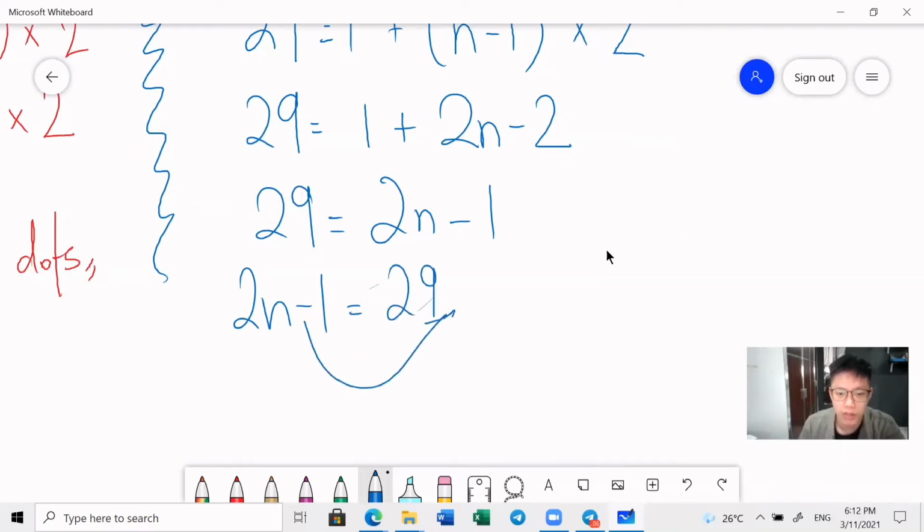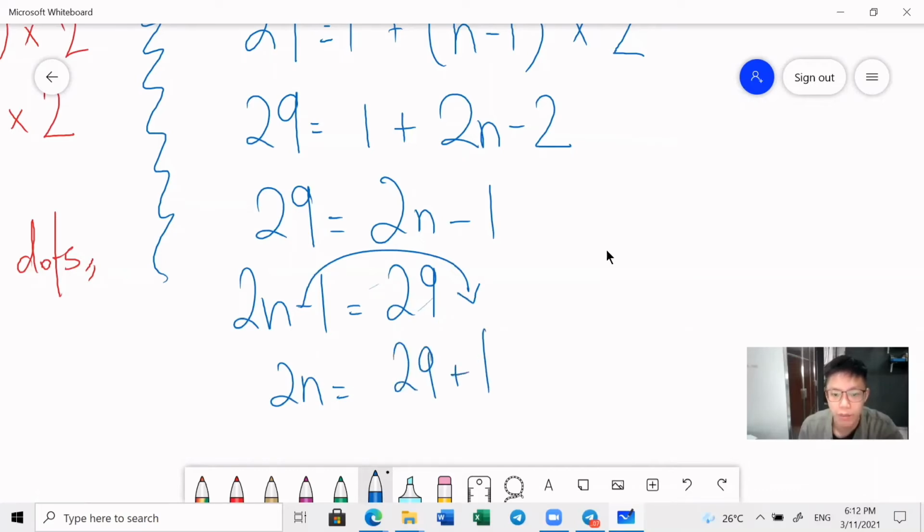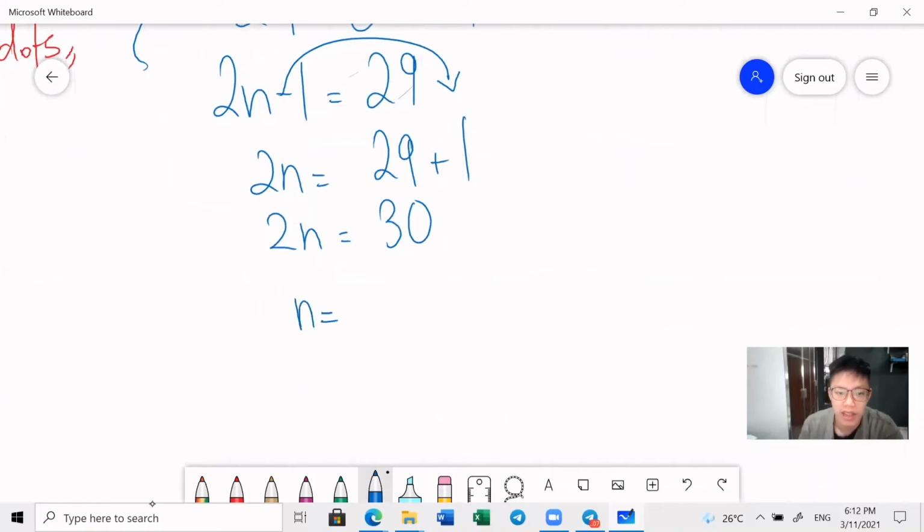I'm going to bring the whole numbers over because same family sit together. Whole numbers, they are one family. And for algebra, they are one family, right? So we want to put 2n over here. When I bring minus 1 over, it becomes plus. So 2n equals 30. What we want to do is find n. And what is n? n is 30 divided by 2, which equals 15.